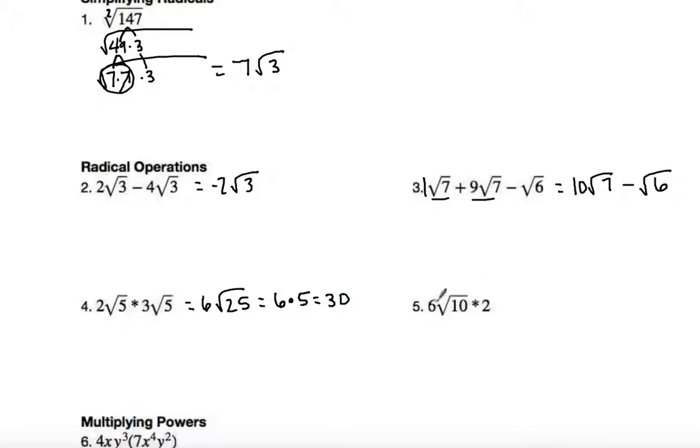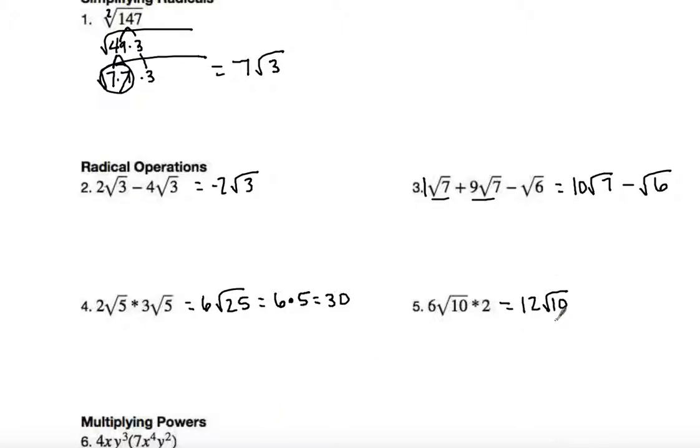On number 5, I've got 6 square roots of 10 times 2. So on this one, all you have to do is multiply the 6 and the 2 together. You do not put the 2 with the 10. So 6 times 2 gives you 12, 12 square roots of 10.